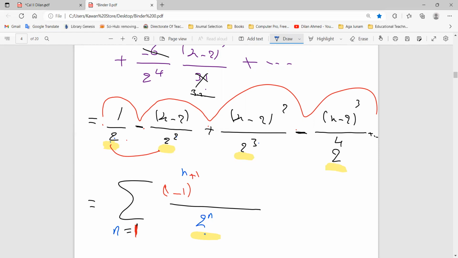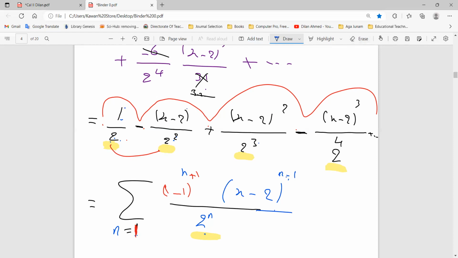How about the numerator? I have x minus 2. The power here is 1, here is nothing, here is 2, here is 1. So I say n minus 1. Am I right? It's good. If I put n as 1, I'll get 2 to power 0 equal to 1. If n is 2, it will be 2 minus 1, which is 1. So I've got the reason.